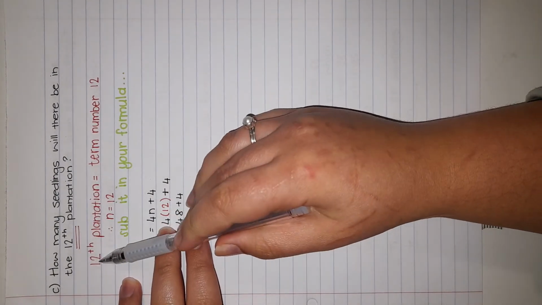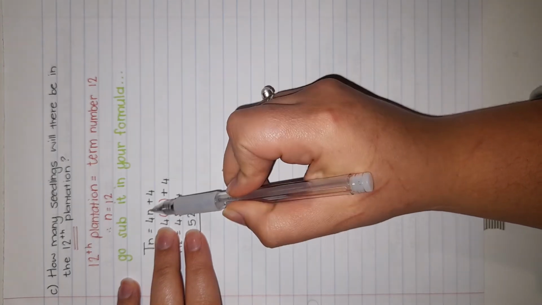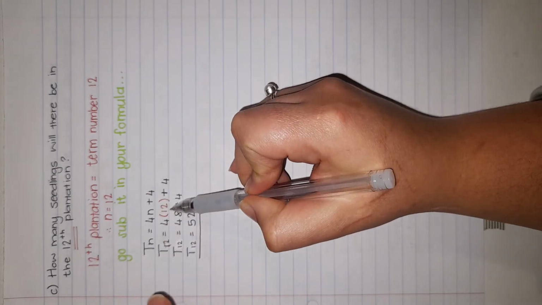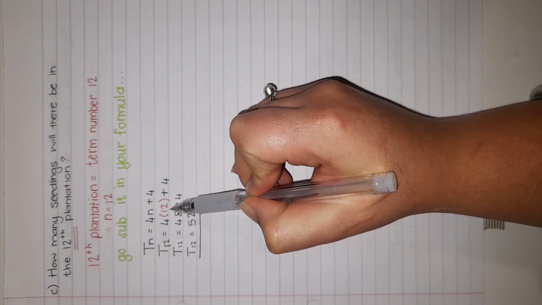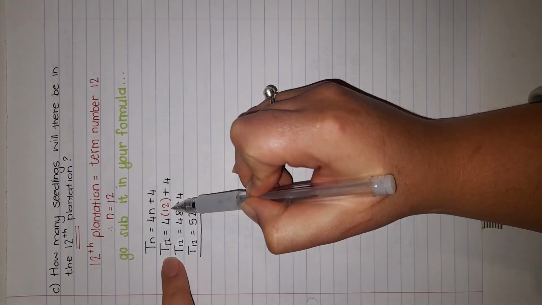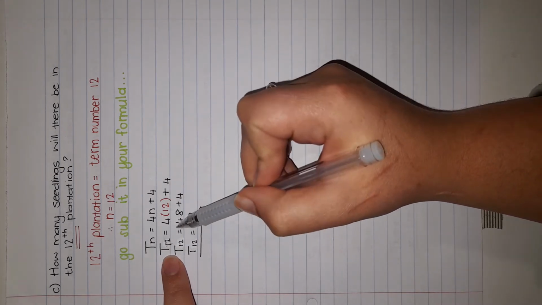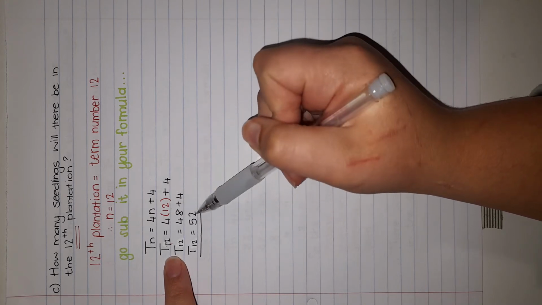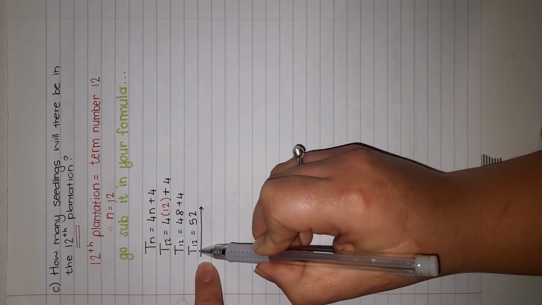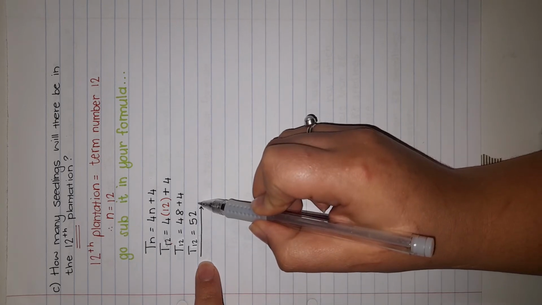So we said 12th plantation, that would be our number 12 one. So n, our position, is 12, but we don't know the value of this 12th term. Okay, so that is our unknown, but we have only one unknown, so we can solve it. So we solve for term 12: 4 times 12 is 48, plus 4 equals 52. So we know in plantation number 12, there would be 52 seedlings.